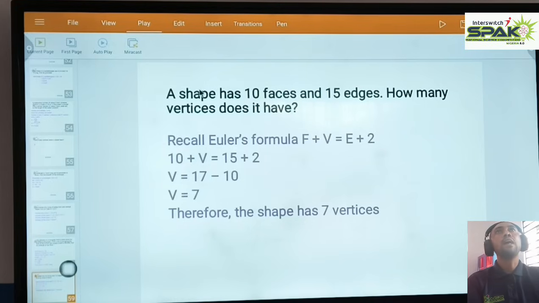Now we have a shape that has 10 faces and 15 edges. How many vertices does it have? Using Euler's formula, f plus v equals e plus 2. We are given f to be 10 and e to be 15. When you substitute, 10 plus v equals 15 plus 2, which is 17. By collecting like terms, v will be 17 minus 10, so that will be 7. So therefore, the shape has 7 vertices.